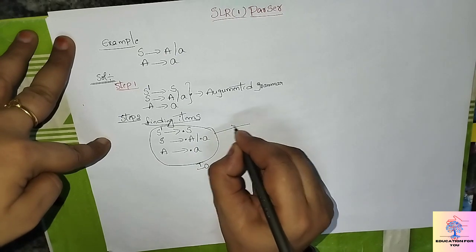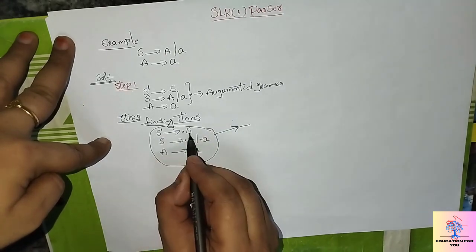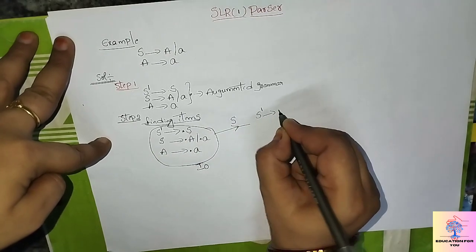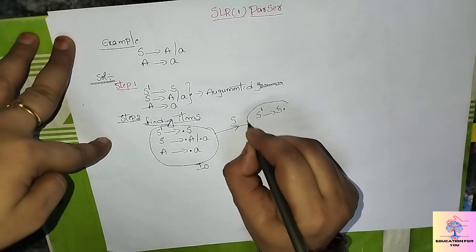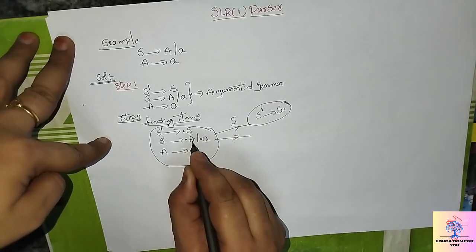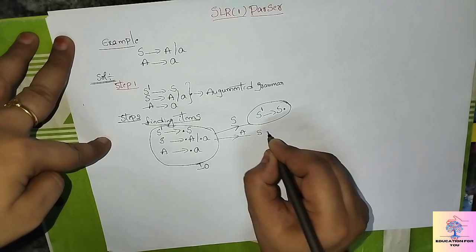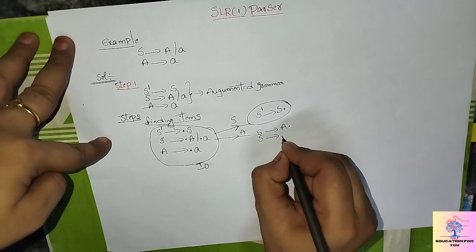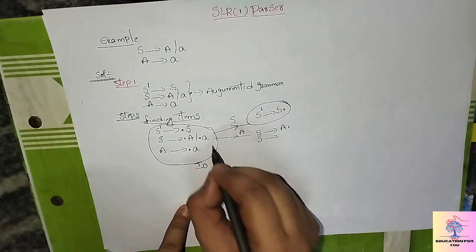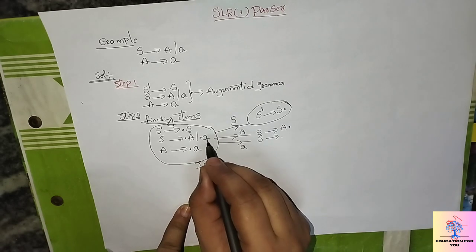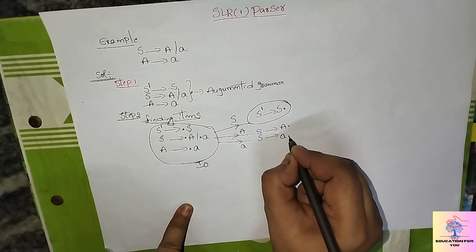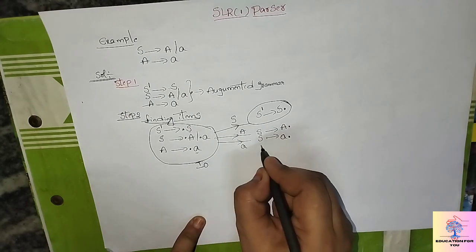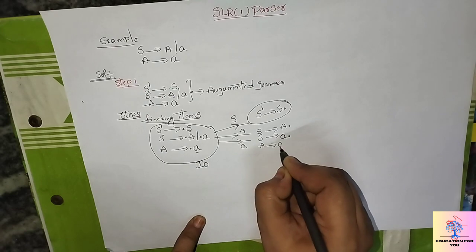After this, what is here? First we have to shift this dot after the S, that is for S. That is S dash produces S dot. Okay, next one is for A. S produces A dot, and for small a, A produces small a dot.